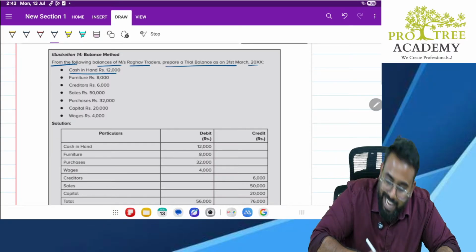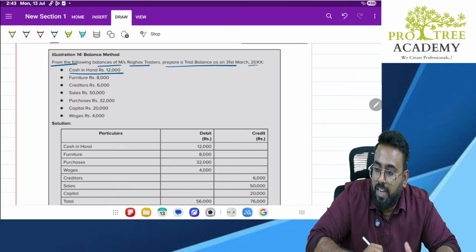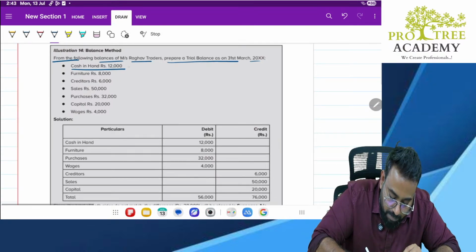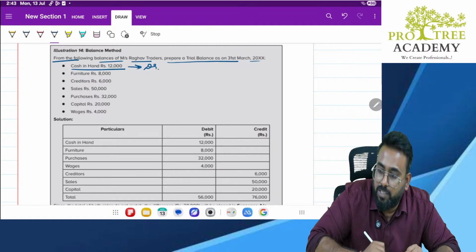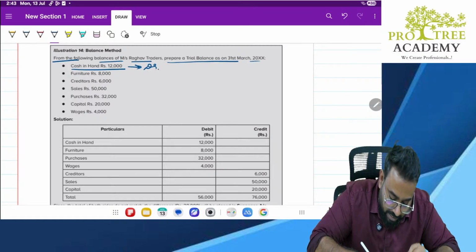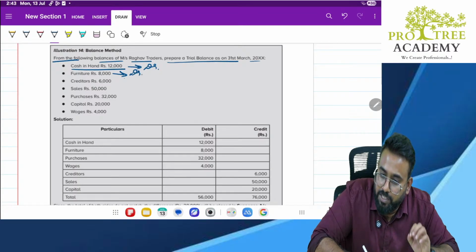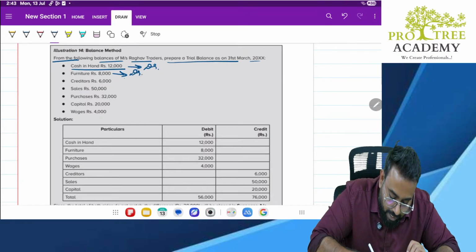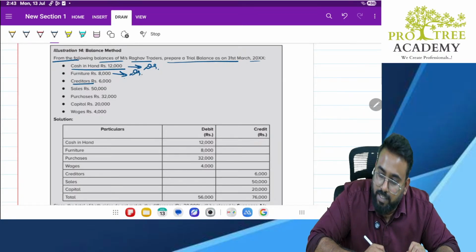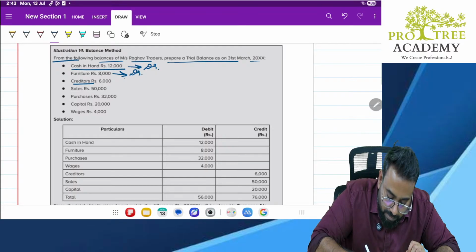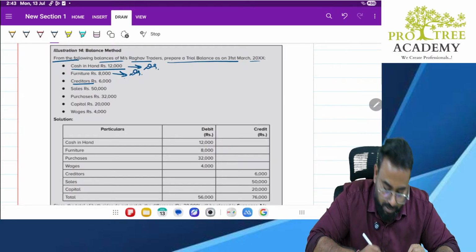What are they telling? Cash in hand. Which account? Asset, liability, income or expenses? Asset. So asset will have which balance? Debit balance. Correct. So which side will you write on? The debit side. Furniture will have which balance? Debit balance. Why? It is also an asset. Creditors? Liability account, correct or no? Liability will always have a credit balance.